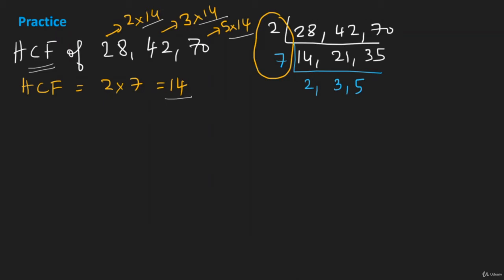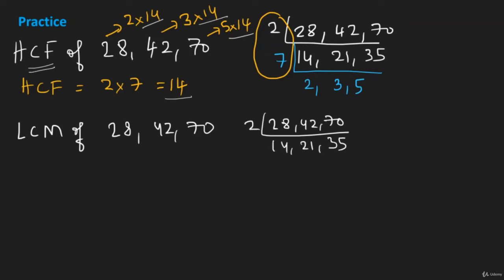Alright, now let's find the LCM of the same numbers. This will give us a clear picture how HCF and LCM differ from each other. Now again, the first step is write the numbers and take out any common factor. So let me take out 2 again. So I'm left with 14, 21 and 35. Again, I can take out 7. I'm left with 2, 3 and 5. And among 2, 3, 5, there is no more common factor which I can take out. And therefore I stop over here.